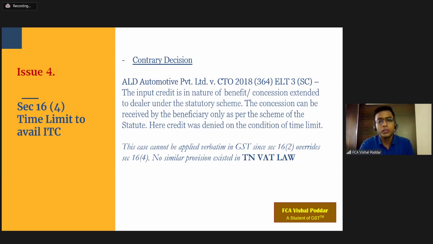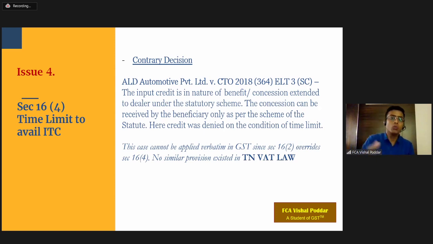However, if you see the Tamil Nadu VAT law to which this decision pertains, there is one single section which gives all the conditions, including the timeline. So in the language of GST law, if they had put the timeline condition in section 16.2 itself, then it would have become a relevant condition for allowing or disallowing ITC. But since they have put it in section 16.4 and 16.2 overrides 16.4, this is our primary contention.